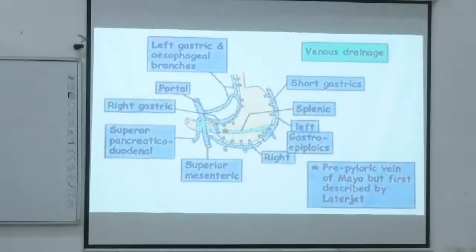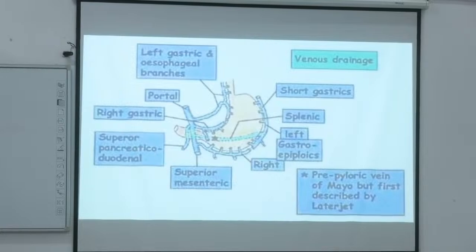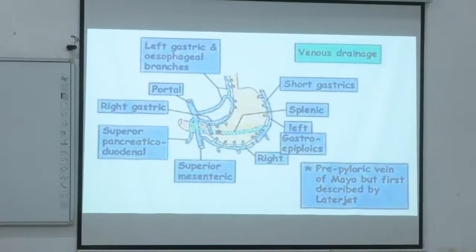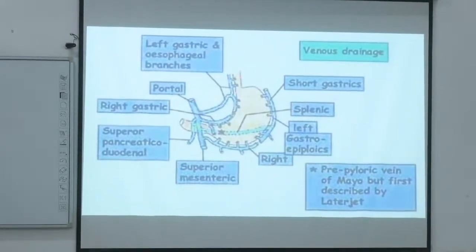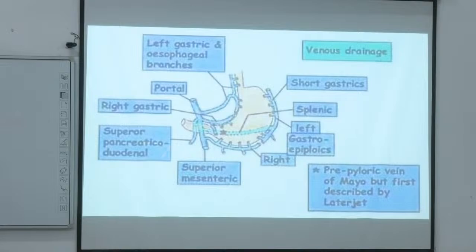Short gastric veins are also draining into this splenic vein, and esophageal branches are also draining into the left gastric vein. Superior pancreatico-duodenal vein is also draining into the portal vein, and the prepyloric vein of Mayo. This is named after Mayo, but first described by Latarjet.